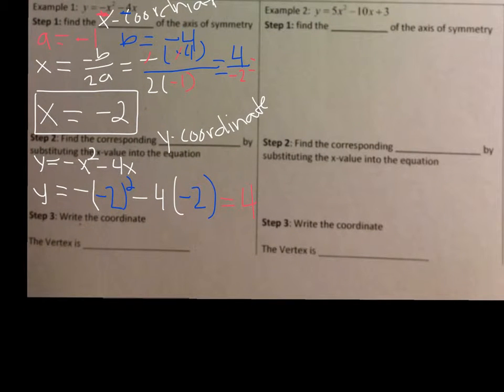Alright, so step number 3. We're going to write the coordinate. So remember, when we write a coordinate, the first value is x, the second value is y. So here, if we look back up here, our x value was negative 2. So write a negative 2 down. And then our y value was 4.